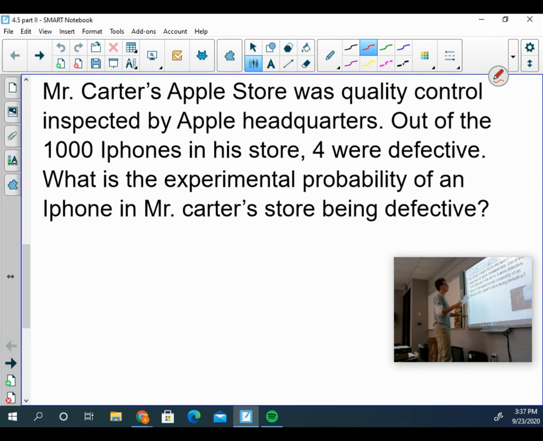Okay, so let's do an example. Mr. Carter's Apple store was quality control inspected by Apple headquarters. Out of the 1,000 iPhones in the store, 4 were defective. What is the experimental probability of an iPhone in Mr. Carter's store being defective? Okay. Out of the 1,000 iPhones in my store, 4 were defective. What is the experimental probability of an iPhone being defective? Okay, what I want you to do is to go ahead and try this problem on your own. See if you can figure it out.